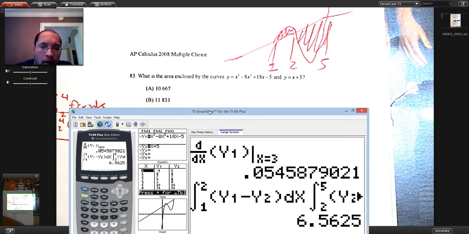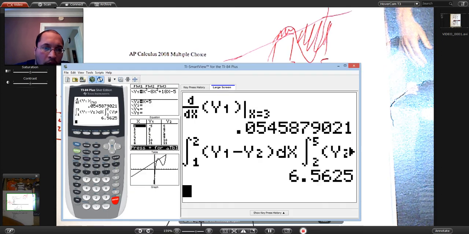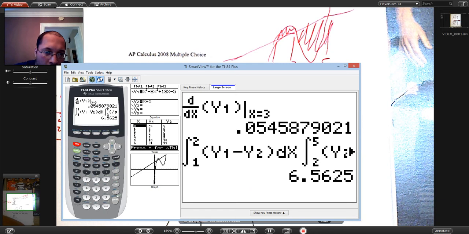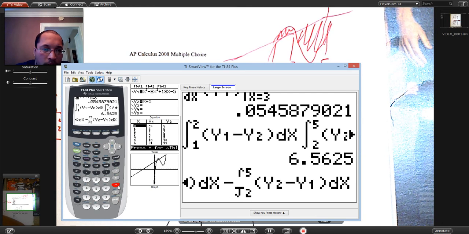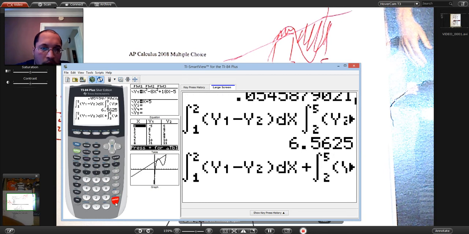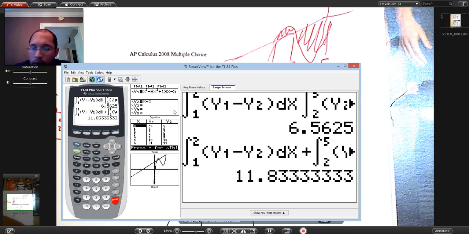6.562, 563, 6.563. Oh my gosh, that's not the answer. Oh, you know why? Because I multiplied them. I never had my plus sign. Aggravating calculator. I will remember this day. Second entry. Minus. No, it's supposed to be plus. Plus. Enter. All right, so 11.833 repeating, and that happens to be B.